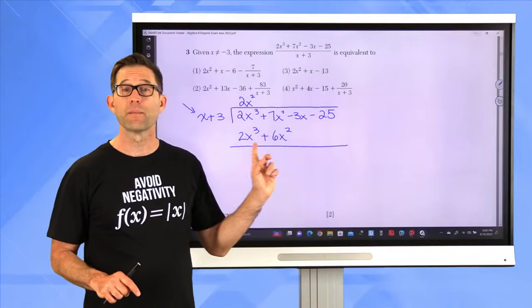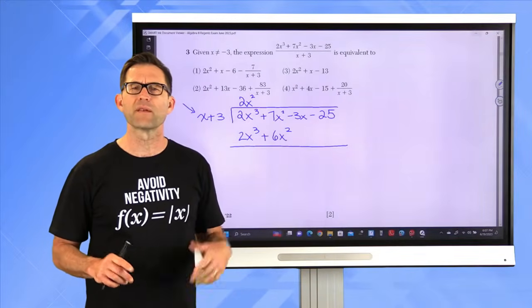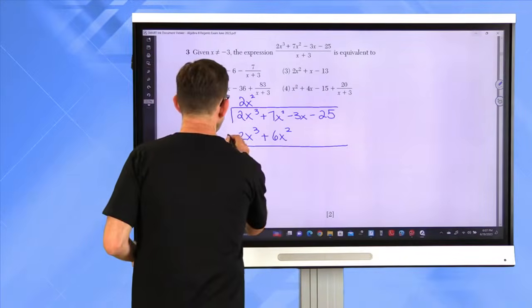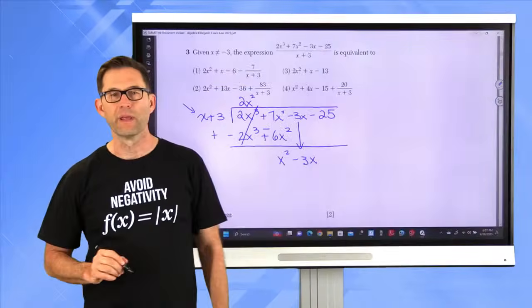But now what I'm going to do is subtract this from this. The easiest thing to do, instead of subtracting, is basically negating both of these things and adding. When I do that, the 2x cubes cancel, 7x squared plus negative 6x squared gives me x squared, and then I drop, just like in normal long division, my negative 3x.